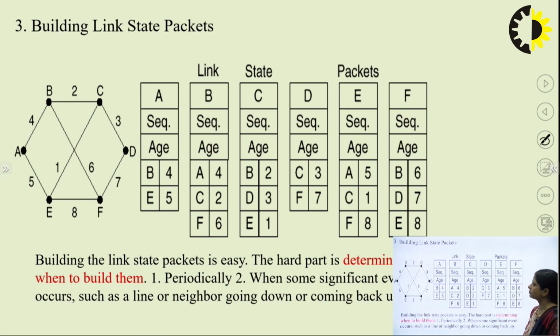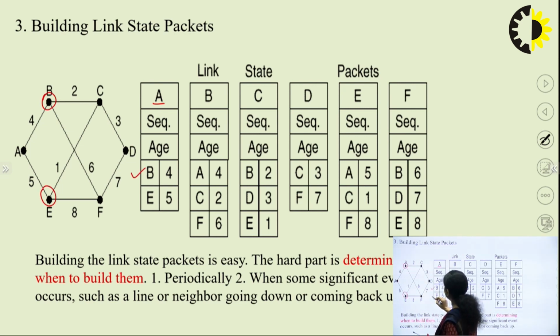Third step, which includes building link state packets. Every router must have information about its neighbors. Firstly, I take the example of router A. Who are the neighbors of A? That is B and E, right? The distance from A to B is 4. The distance from A to E is 5.